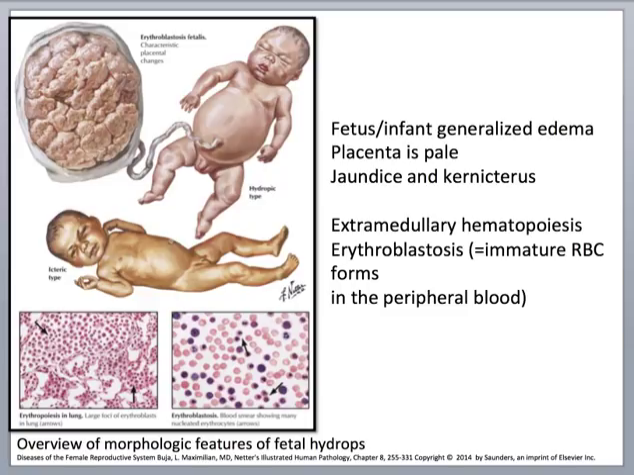Characteristically, in hydrops due to anemia, the placenta is diffusely pale. The fetuses show generalized edema. If there's sufficient hemolysis, this can result in hyperbilirubinemia, and the patients appear jaundiced and may have brain abnormalities characterized by kernicterus. Microscopically, we can see extramedullary hematopoiesis, particularly in the spleen and liver, and the peripheral blood smear shows erythroblastosis, meaning immature red blood cell forms in the peripheral blood.